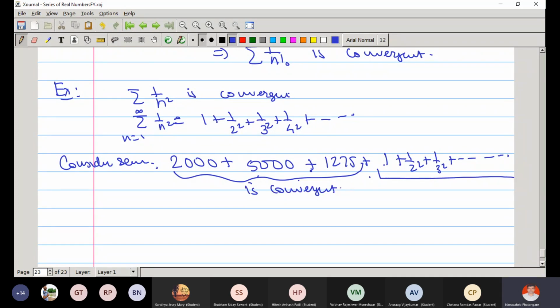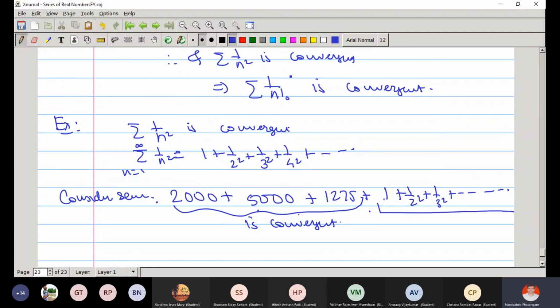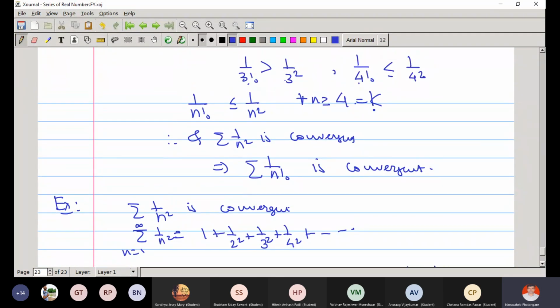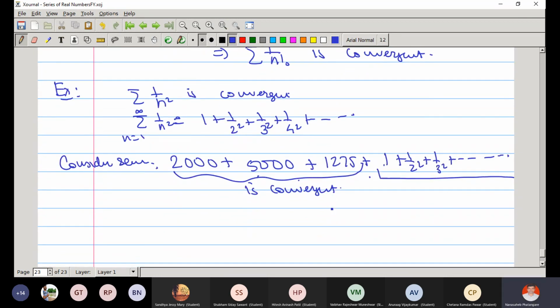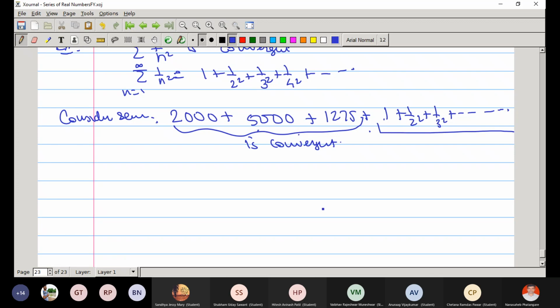Therefore, the first few terms are not a problem. What happens before k is not an issue, because there are only finitely many terms, so that sum is finite. What happens after k? That means after k there are infinitely many terms. If that sum is finite, then the total sum is finite. This is what it means.